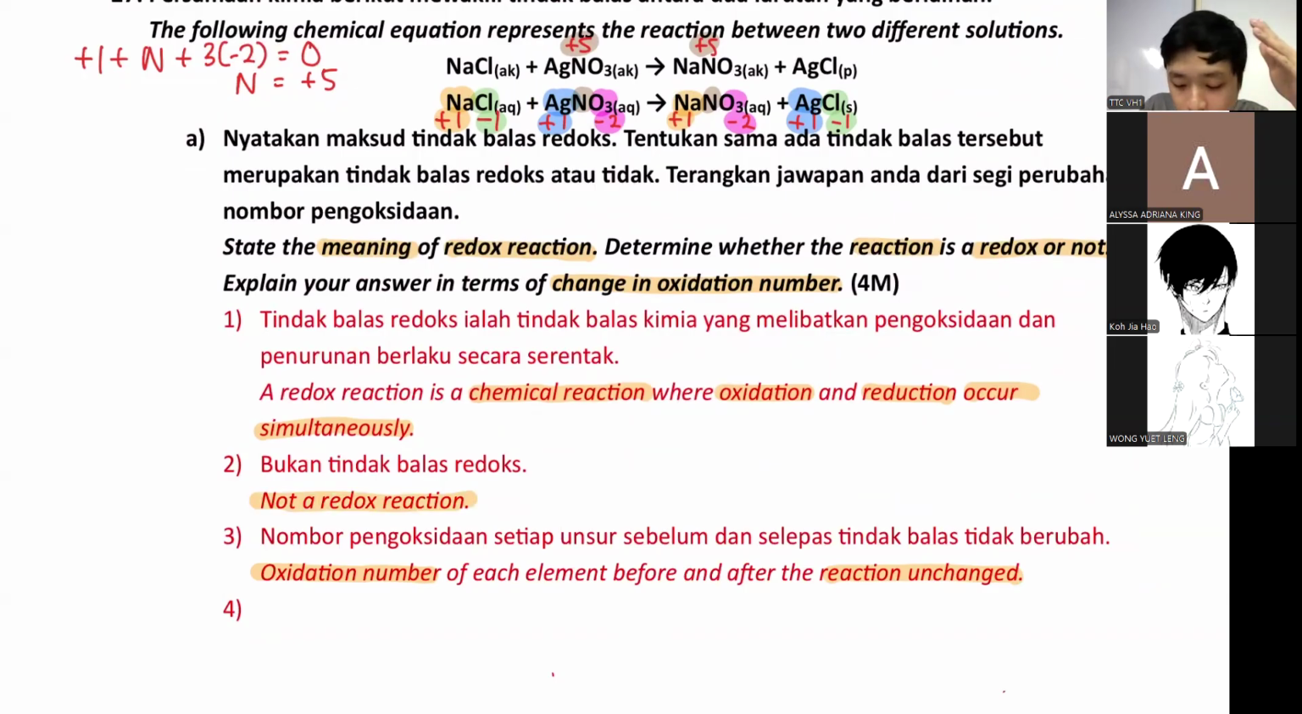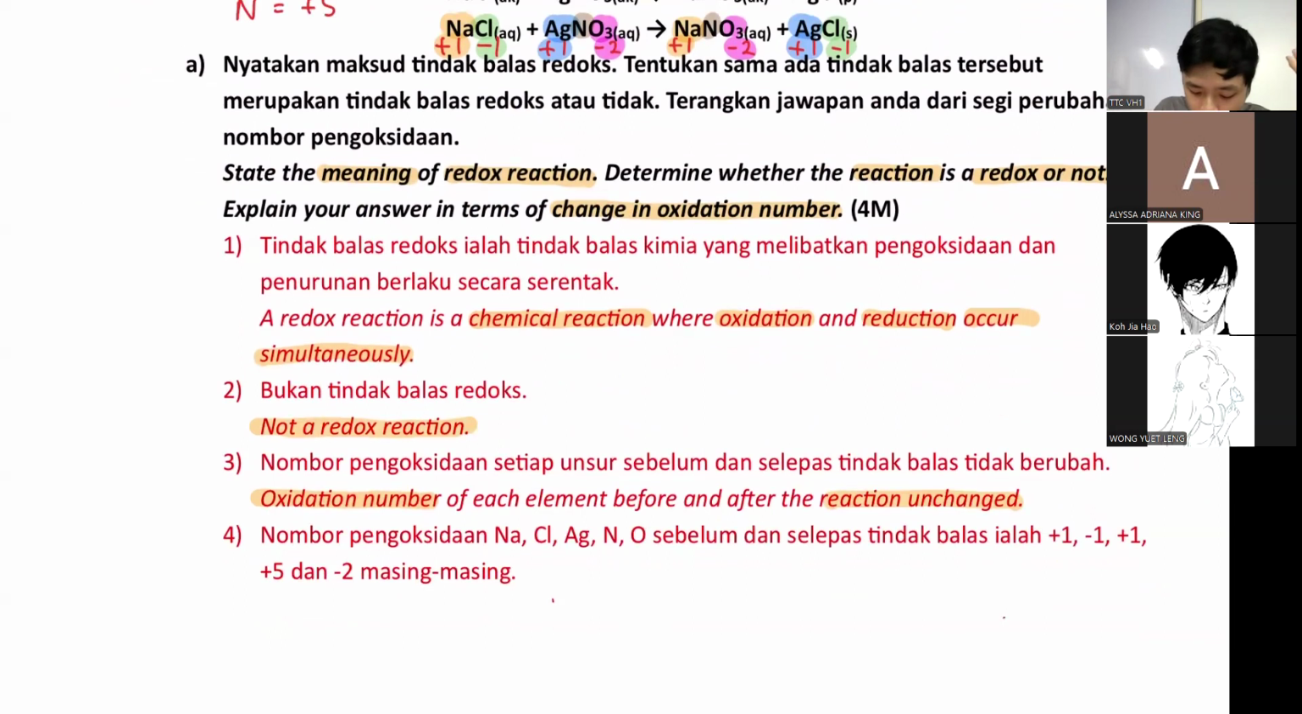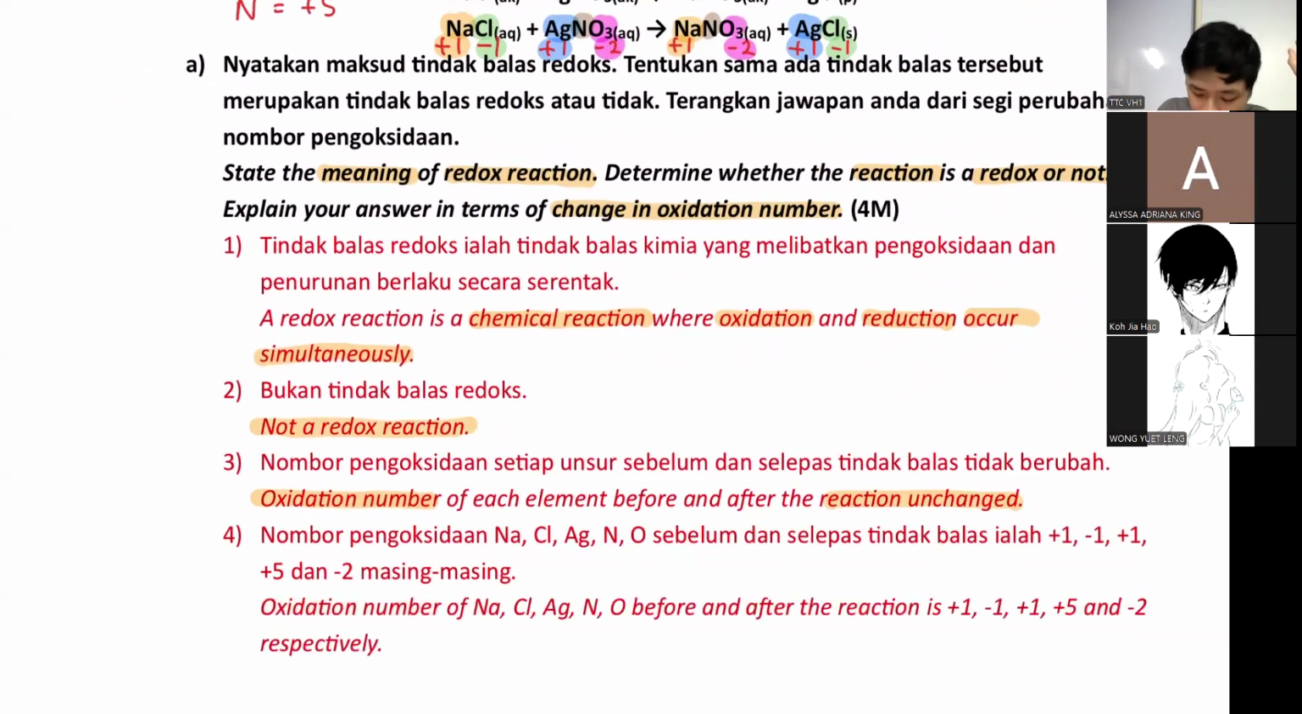One more sentence you can add: you can say everything for every element. You can say oxidation number for Na before and after is positive 1, chlorine before and after is negative 1, respectively. And you can say Ag, positive 1. You can say N, positive 5. You can say O, negative 2. Like that.